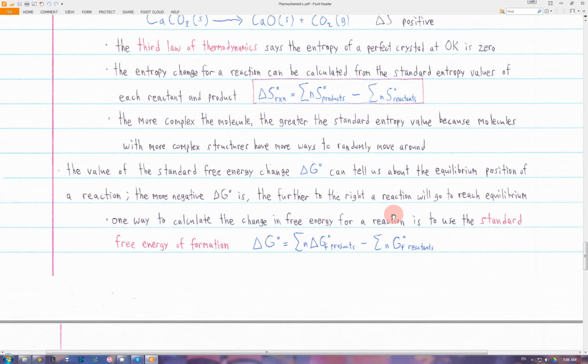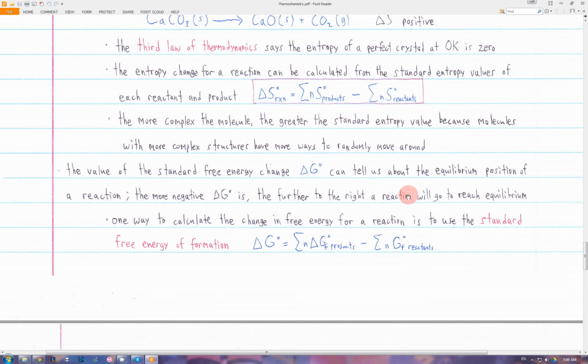So the value of delta G for a reaction, in addition to telling us whether or not the reaction is spontaneous, can also give us a lot of information about the equilibrium position of that reaction. If delta G is negative, obviously that means the reaction occurs, and the more negative delta G is, the further to the right the reaction will be to reach equilibrium. If delta G is positive, that means the reaction does not occur, so the equilibrium lies further to the left.